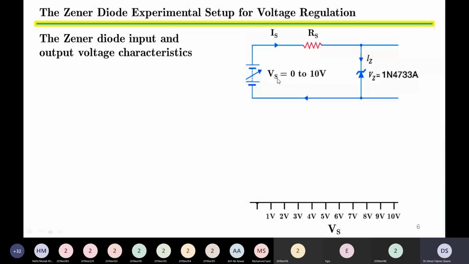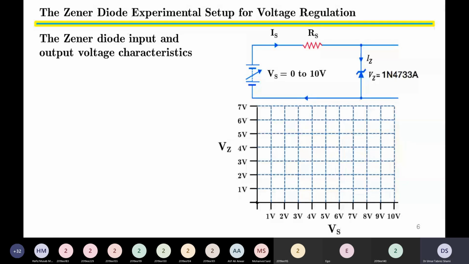Let's return to our experiment. So our input voltage supply is variable from 0 to 10 volts, and at one time it will cross 5 volts. So we want to see what will happen. And next we have a graph. This graph on the x-axis has the Vs, that is the input power supply, and on the y-axis we have the Vz, that is the output as produced by the Zener diode. So in this experiment, we will change the value of the input voltage and observe the output voltage across the Zener diode. And this is what will happen.